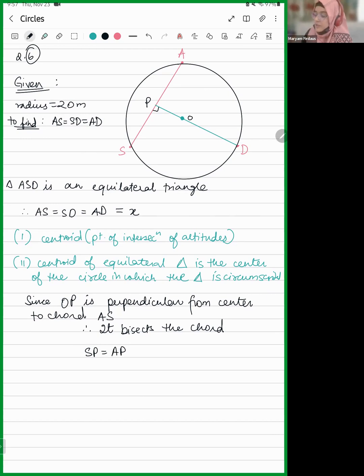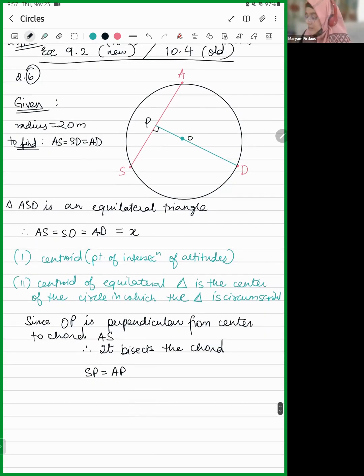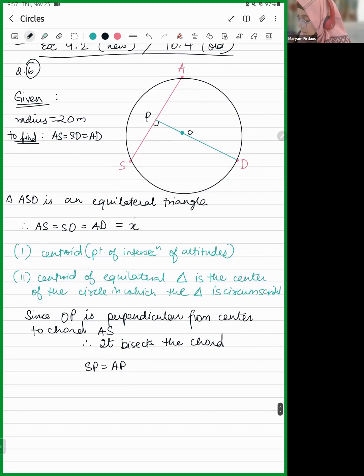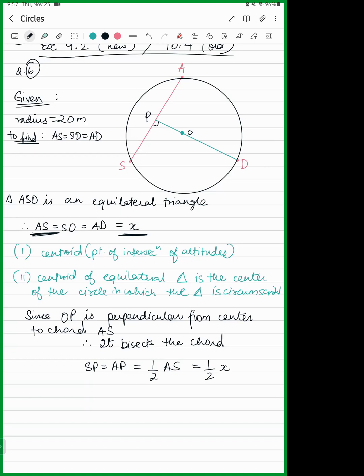Can you tell me how much will this be equal to? Acha, that is something we don't know. AS is equal to x, right? So SP and AP will be what? Half of AS because it's being bisected. So it's half of AS, means half of x. Till here, is everything clear to you? All of you? Yes, ma'am, clear. Okay.